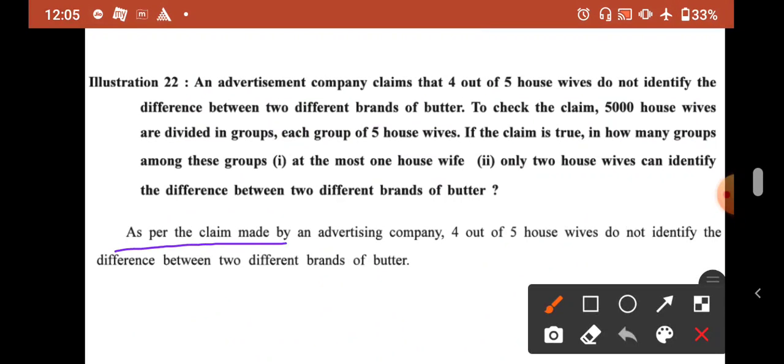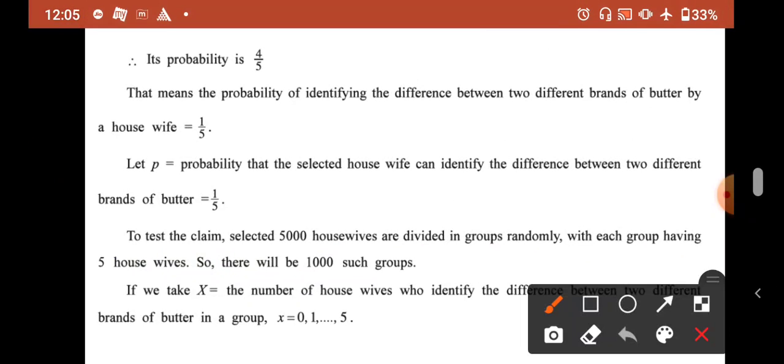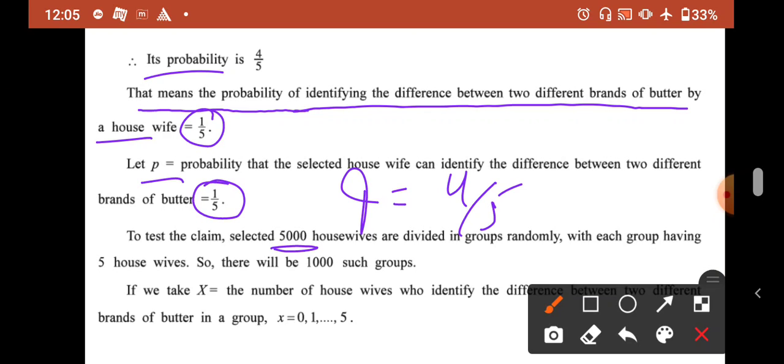As per the claim made by the advertising company, 4 out of 5 housewives do not identify the difference between two different brands of butter. So the probability of it is 4 by 5. That means the probability of identifying the difference between the butters by a housewife is 1 by 5. So P is 1 by 5 and Q will be 4 by 5. Okay. Now 5,000 housewives are divided in groups of 5. So we will have 1,000 groups.